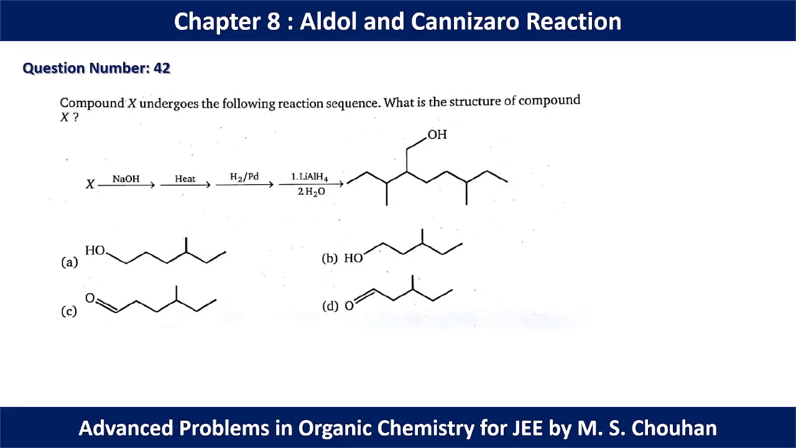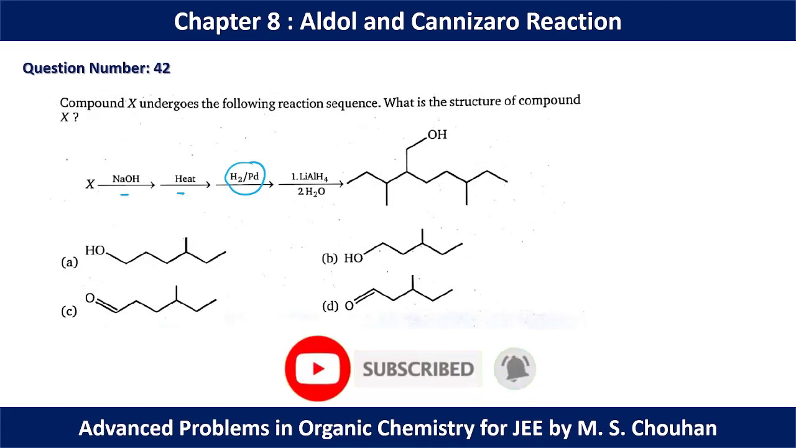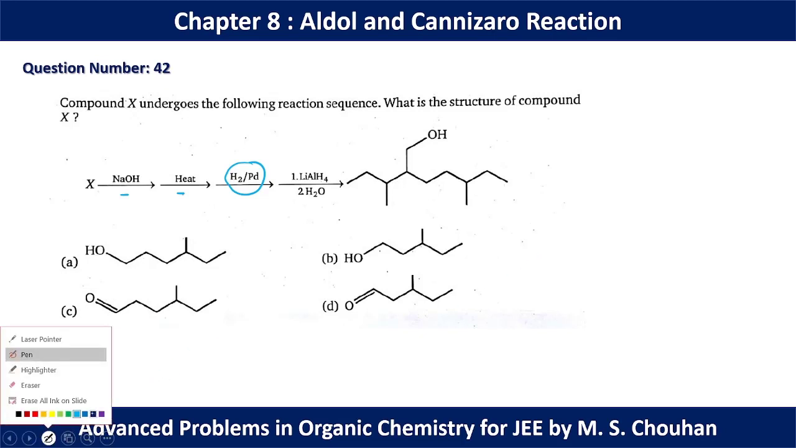In question number 42, compound X undergoes the following reaction sequence. What is the structure of the compound? Okay, so in this case we can start like this. We have NaOH, heat, H2, Pd, lithium aluminum hydride, water, and this is the final product. So in question number 42 we can approach it like this. If we start with option C or option D, one of them should be the correct option because of the number of carbons.